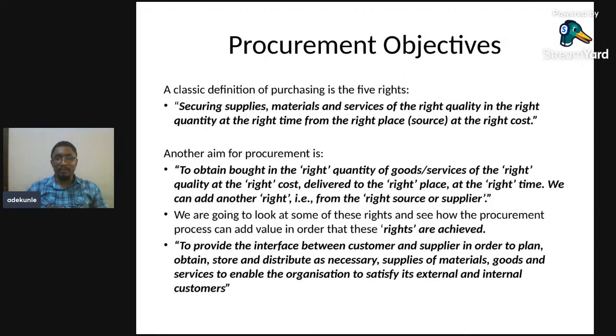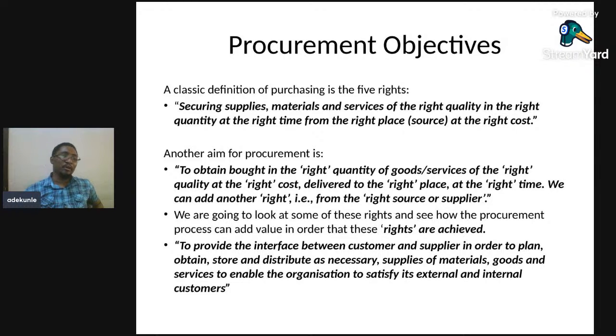Goods as necessary, like supplies of materials, goods and services, to enable organizations to satisfy the external and internal customer. And these objectives should guide that purpose of providing the right interface for customers, providing the right interface for suppliers, and also allowing each and every one of them to order, or plan an order, to obtain goods wherever possible, store the goods, and also distribute the goods as necessary, and of course, make the supply get to the last man who needs it.